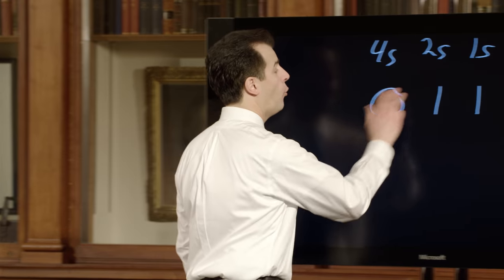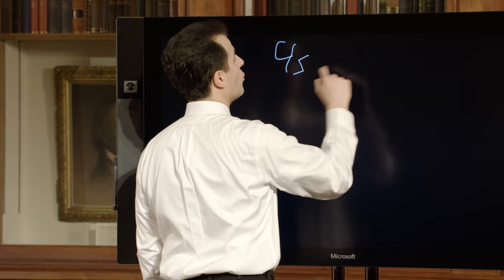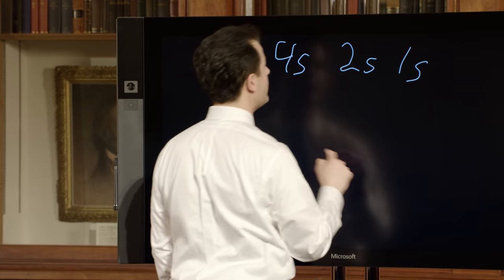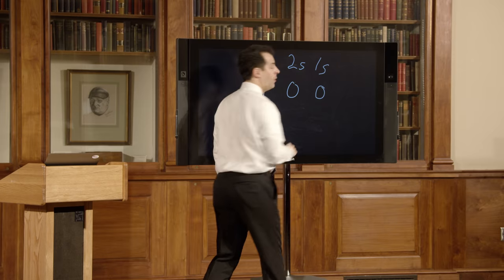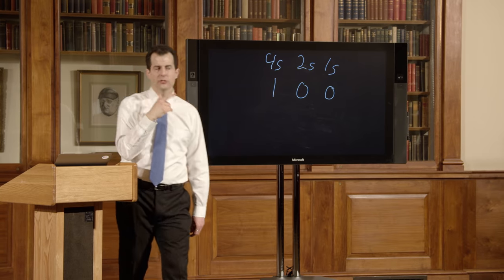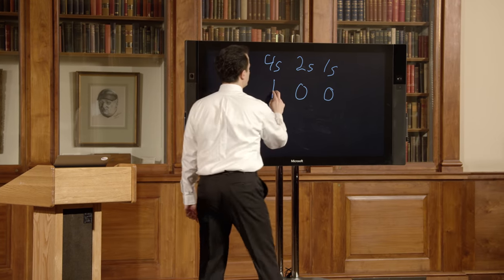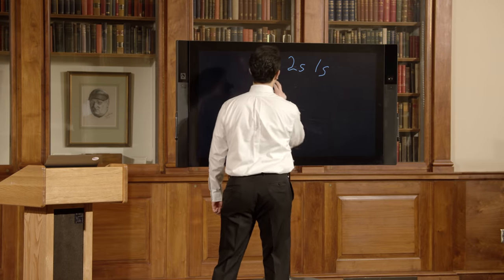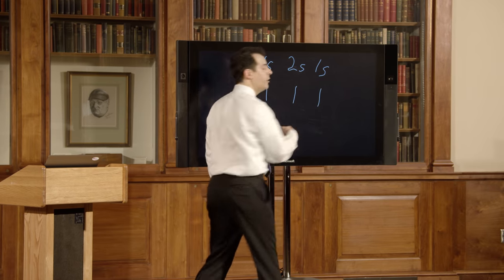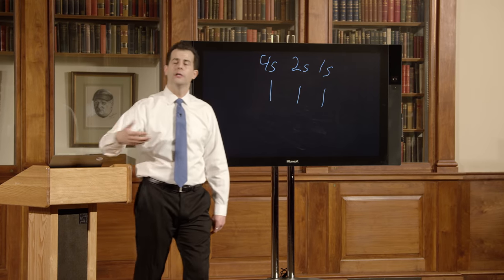If I want to count up to 4, I can simply start fresh in the 4's place, in the 2's place, in the 1's place here, 1, 0, and 0. And then lastly, suppose that I want to count up even higher. 7 can simply be 1, 1, and 1, because that gives me a 4, a 2, and a 1. 4 plus 2 is 6, plus 1 is 7.